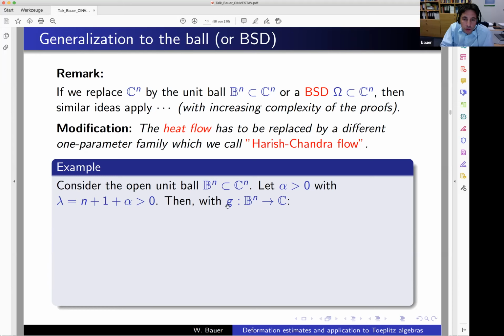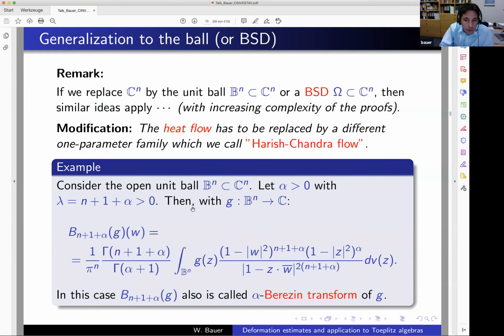And then you take a function g on the unit ball, and then you can define a transform which replaces the heat transform by looking at the following integral here on the right-hand side. Gamma is the gamma function, and that is typically called the alpha Berezin transform of g. It looks difficult, but it's nothing else than just the Berezin transform of g in an appropriately weighted standard Bergman space over the unit ball. That's all here. And a similar thing you can do on bounded symmetric domains.